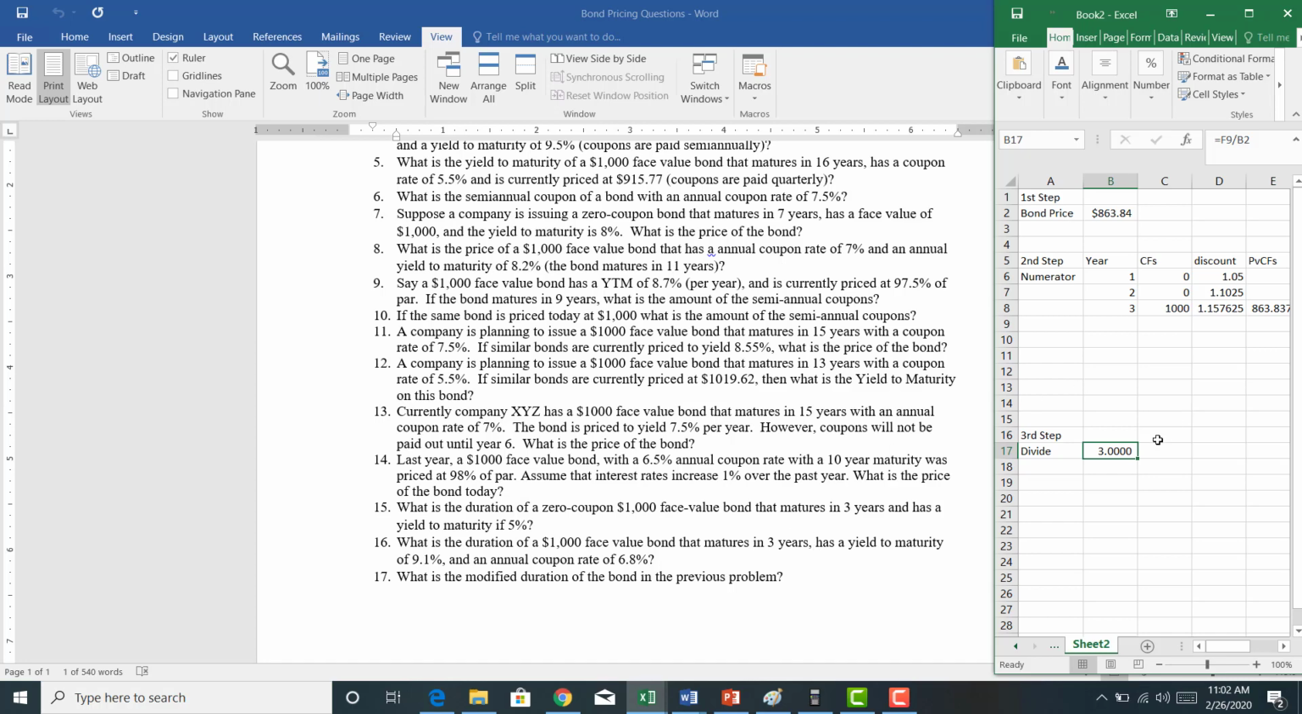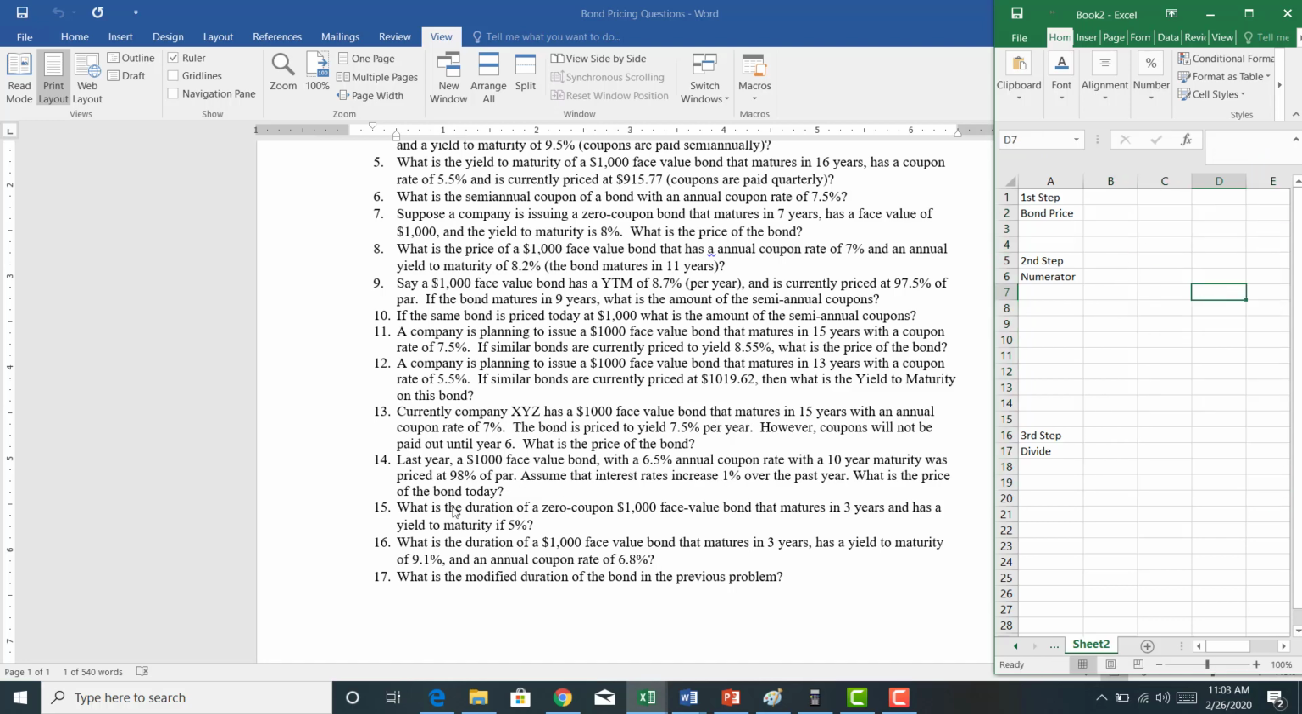Now what this means is for every 1% increase in yields, this bond will decrease by 3%. Okay? So hopefully you understand that interpretation. If you don't, go back and review the video Concept of Duration. That will help you. All right, let's answer problem 16 and 17.